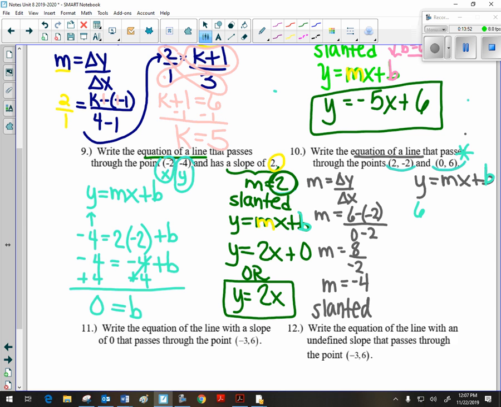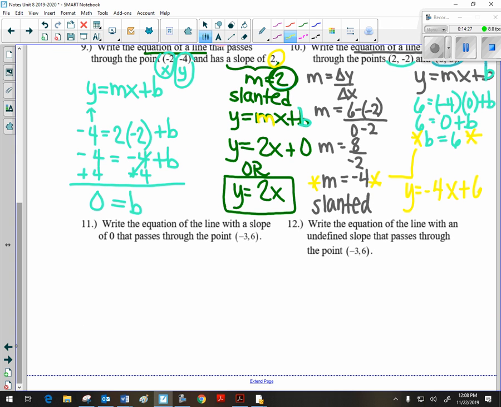The y value then is 6. The x value is 0. Slope negative 4, because we just calculated that. So I have 6 equals negative 4 times 0 plus b, so b is 6. So when I go back and take a look at what I have, a b value of 6 and a slope of negative 4. When I take those 2 pieces of information, I'm going to have y equals negative 4x plus 6 as the equation of my line. So that is the equation of the line that will pass through those 2 points.